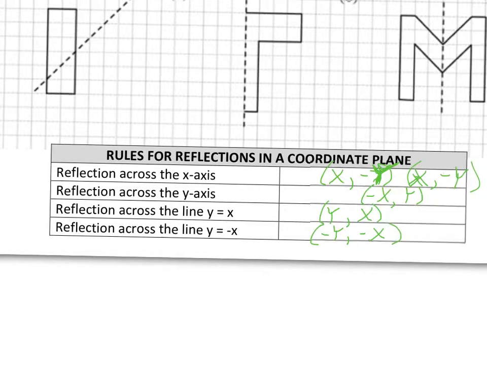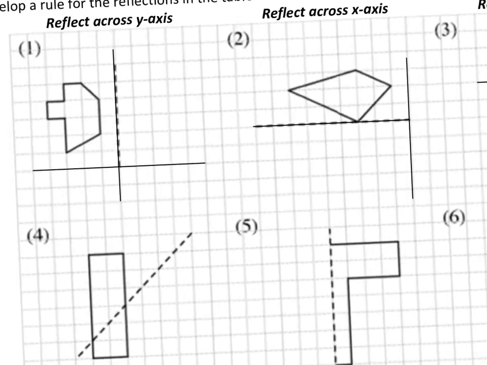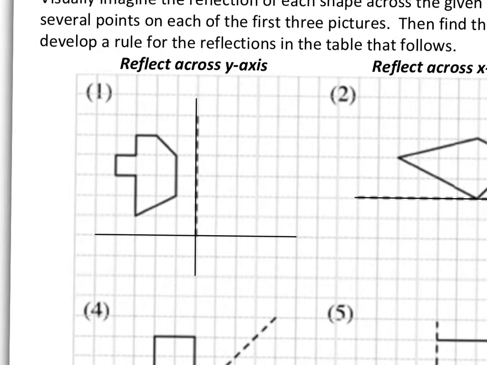So using these notes right here, let's look at this example. I'm reflecting on number 1 across the y-axis. So according to our notes, when I reflect across the y-axis, I change the sign of my x and I keep the y the same. So what we're going to do is find the points of the vertices and then find the new coordinates of my vertices, and plot them as the reflection.